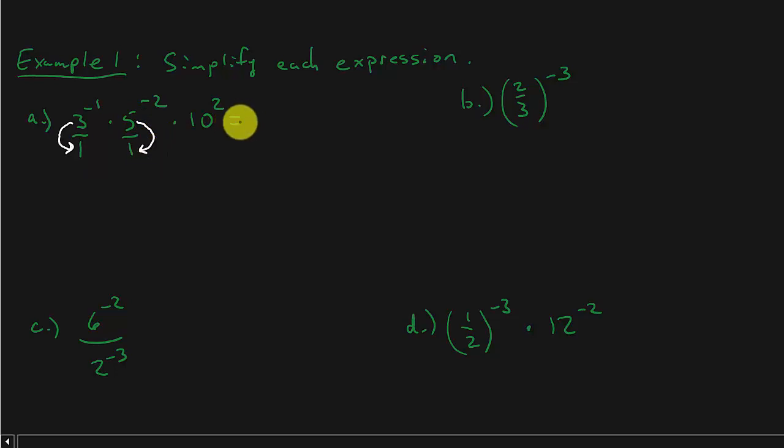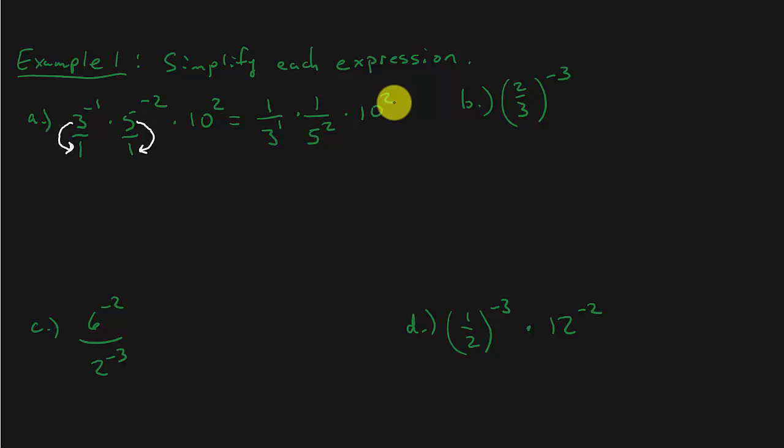So if I take the 3 to the negative 1 and move it across the fraction bar, that's going to give me 1 over 3 to the positive 1. It changes the sign of that exponent. Times, and then I move the 5 to the negative 2 across the fraction bar. That's 1 over 5, and it changes this sign. So 1 over 5 squared. And then times 10 squared. All right. Now, let's go ahead and multiply them.